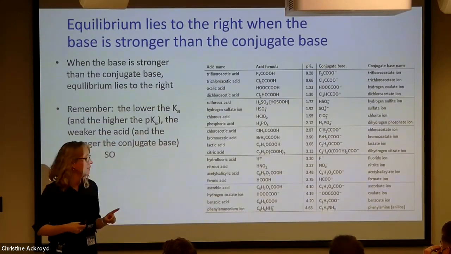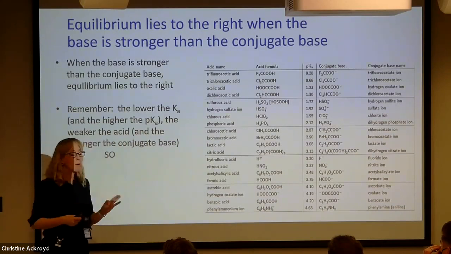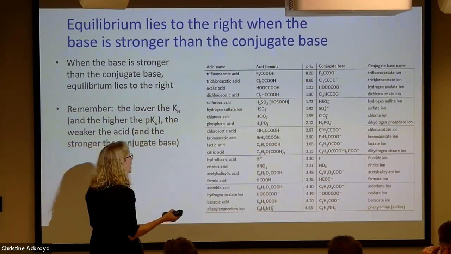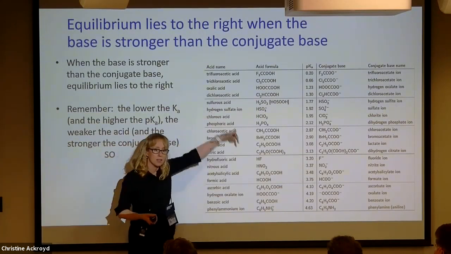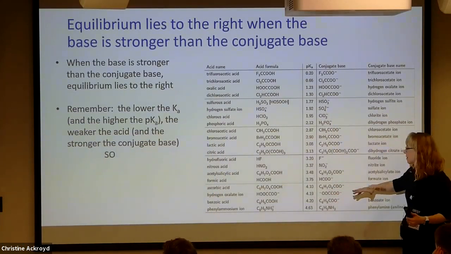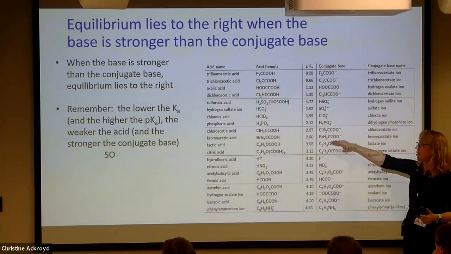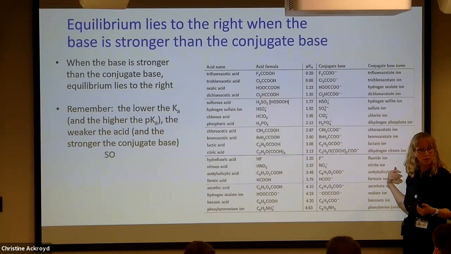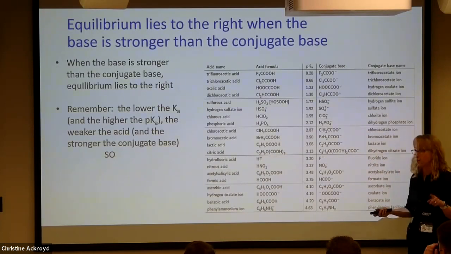The stronger base has the more positive pKa value or the higher Ka value, which means it will be found where on the table? Lower. So if the base is below the conjugate base on the table, that means it's a stronger base. This means it will push equilibrium to the right. Some examples.